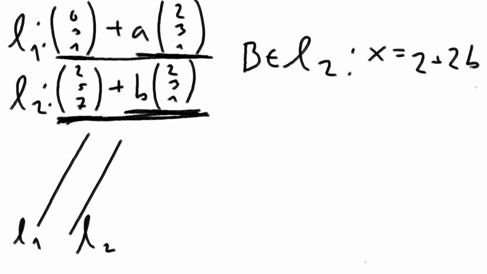So every point capital B on line 2 will have the x-coordinate defined by the parameter b inside it, namely 2 plus 2b. Every y-coordinate of a particular point, depending on what we plug in for b, will be 5 plus 3b. And every z, now we just look at the third row of both the point and the vector, is going to be 7 plus 1b.